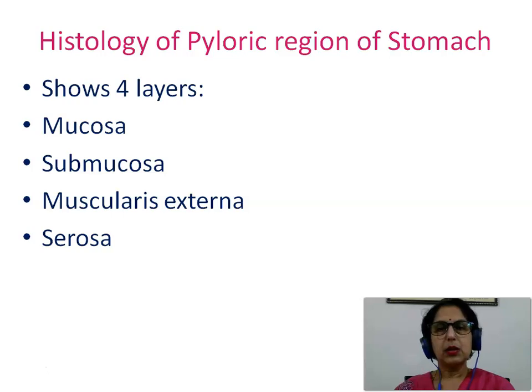Now, I'm sure that you have seen the video of part 1 where we had described the fundus part of the stomach. So, considering that, we will directly go on to study histology of the pyloric region of the stomach. Now, this region shows 4 layers from within outwards: mucosa, submucosa, muscularis externa, and serosa.